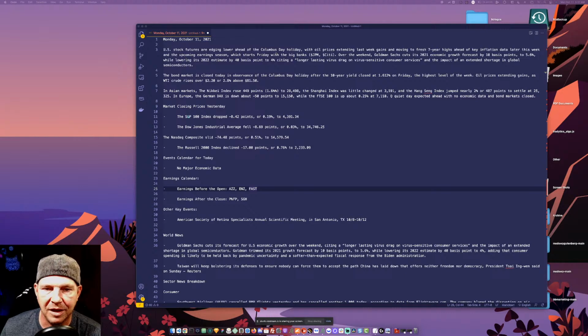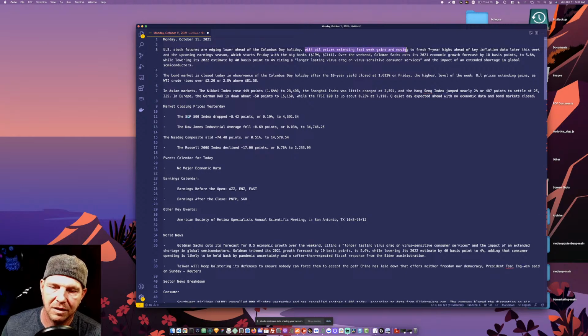Futures head lower going into Columbus Day. Oil prices, here we go. It's OPEC week, so don't get stuck. Oil prices extended last week's gain, moving to fresh 7-year highs ahead of key inflation data later this week and the upcoming earnings season, which starts Friday with big banks. Let's go. I can't believe it's earnings season again.